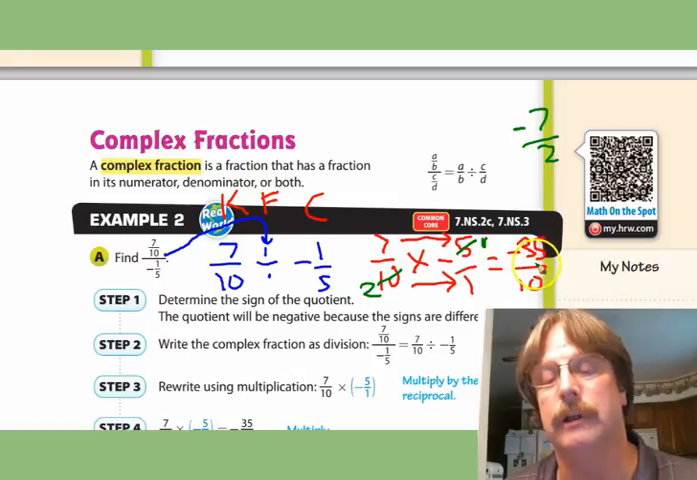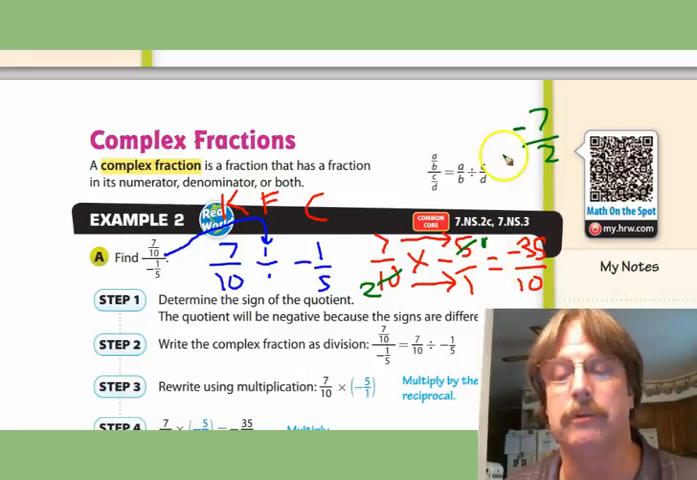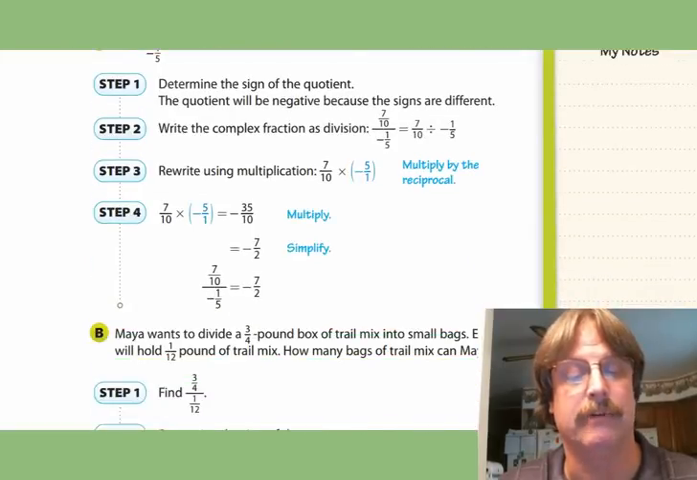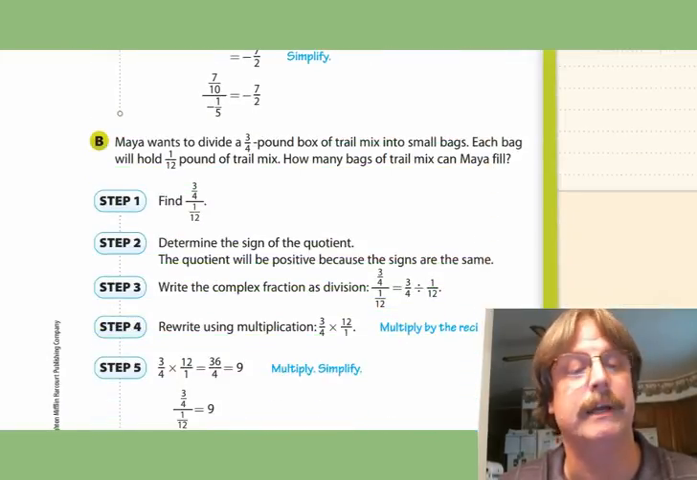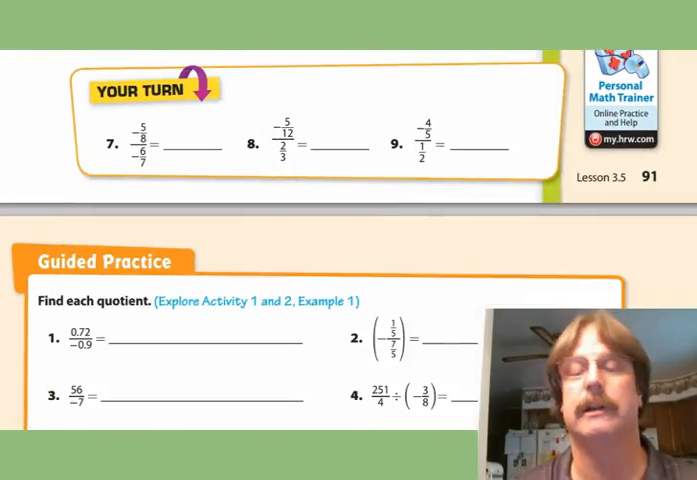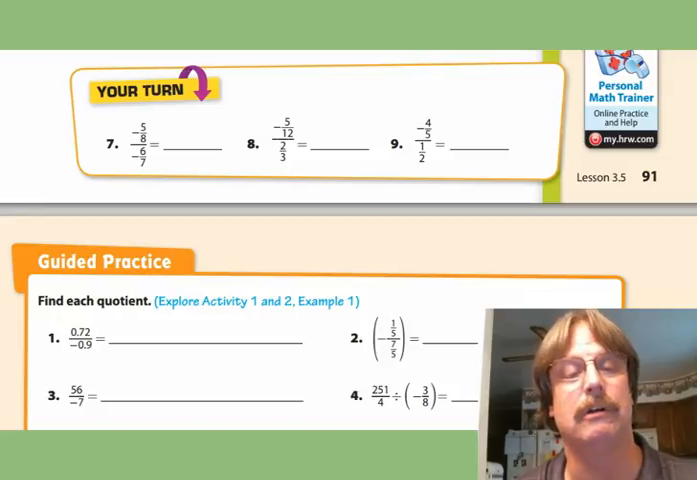This you'll have to do it again. So whatever way that you're comfortable doing is what you can do. Going through, they show you in the book how to simplify. They give you another example here on B. I'll let you read that. There's your turn, and then you go into the guide to practice. So that's all that's there.